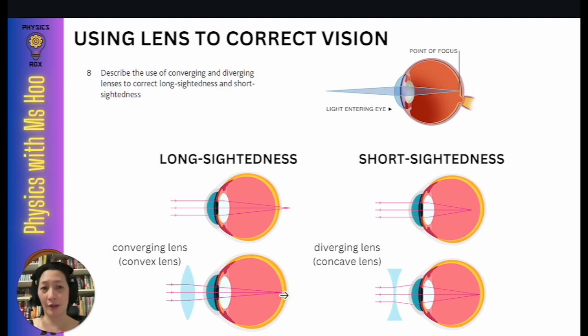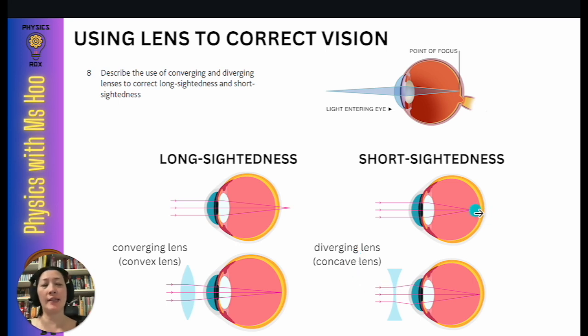Now, people who are short-sighted can see closer things clearly, but things that are far away appear blurred to them. When they look at faraway objects, what happens is that the light rays end up focusing in front of the retina. So that's why they also don't get a sharp, clear image. So to correct short-sightedness, we will use a diverging lens, also known as a concave lens.